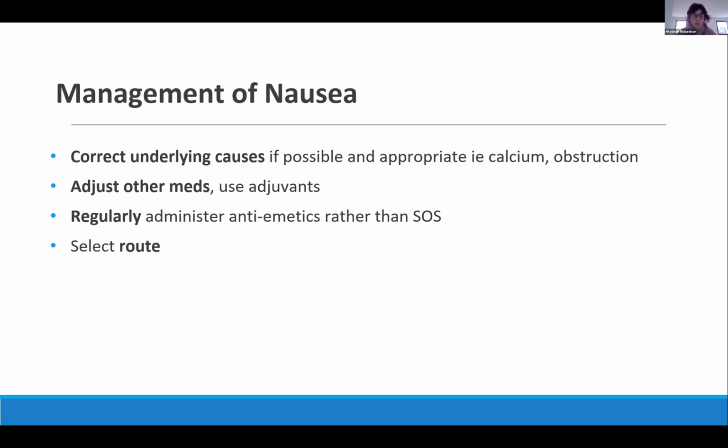And we can think about the route. Now, in pain management, you'll remember we said always start with the oral route. It's the same for nausea, but obviously if there's vomiting present or there's bowel obstruction, then we're not going to be able to use the oral route, and we need to think about using injection. So we might be using subcutaneous injection or IV injection.